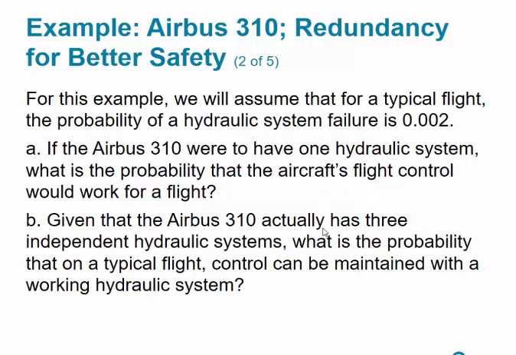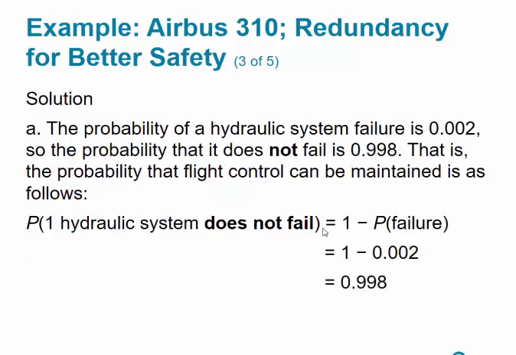So for this example, we're going to make the assumption that for a typical flight, the probability of a hydraulic system failure is 0.002. Now, if the Airbus 310 were to have one hydraulic system, what is the probability that the aircraft flight control would not work? Given that the Airbus 310 actually has 3 independent hydraulic systems, what is the probability that on a typical flight, control can be maintained with a working hydraulic system?